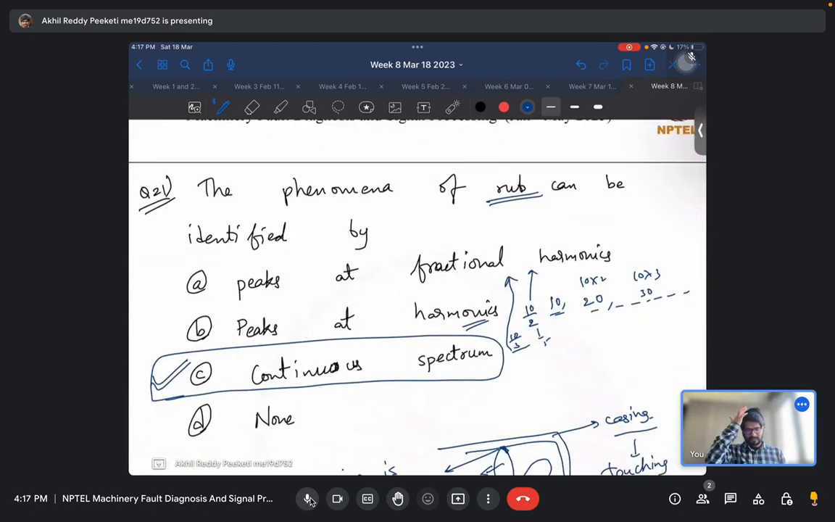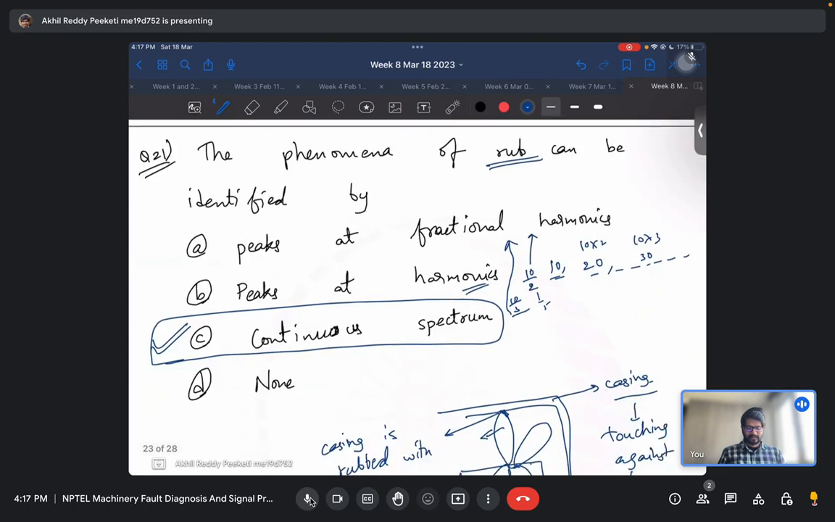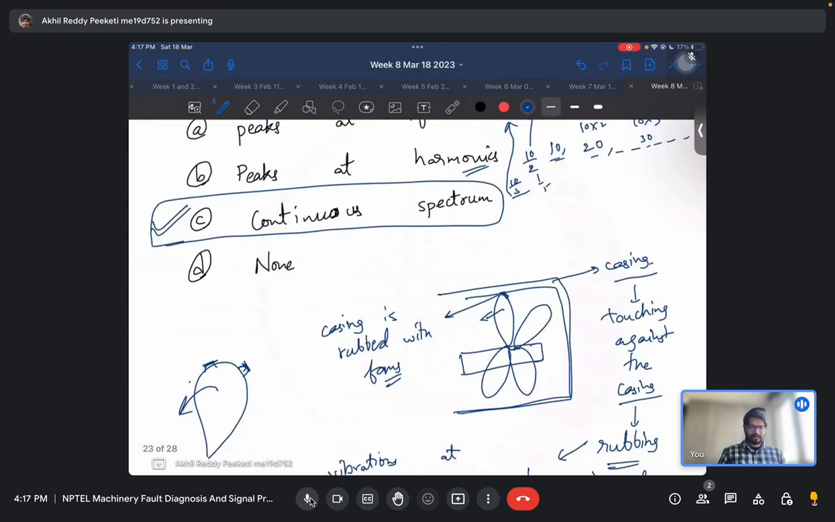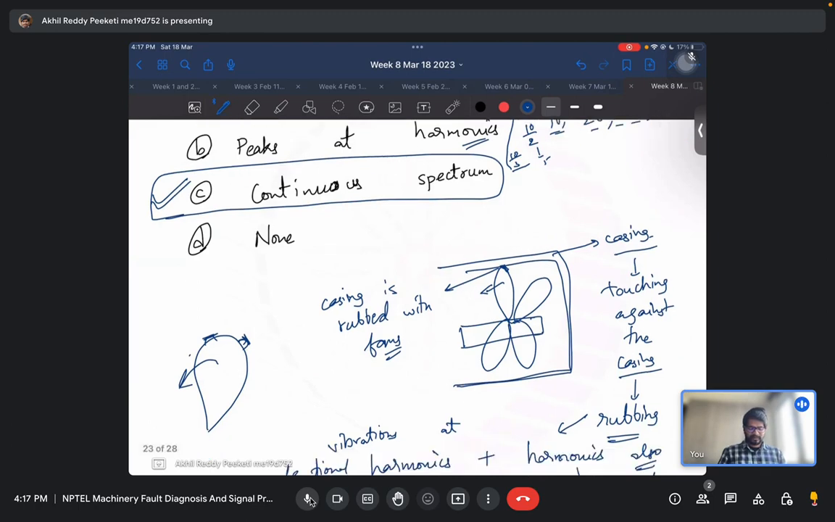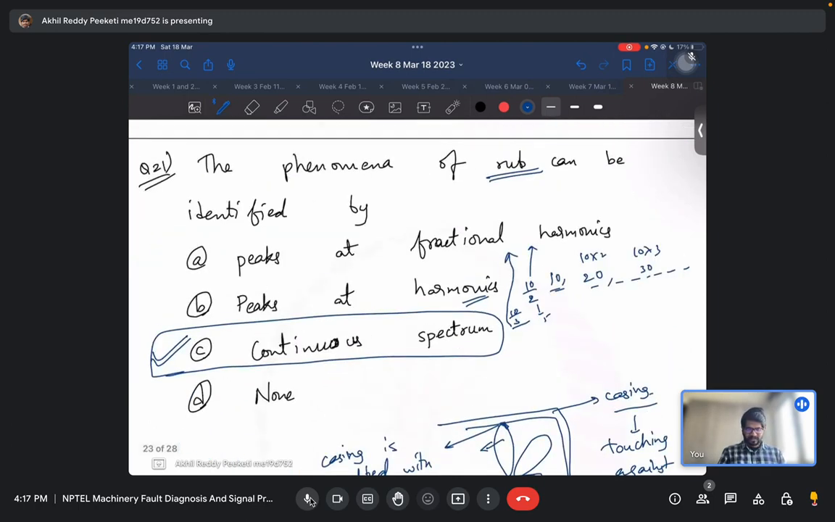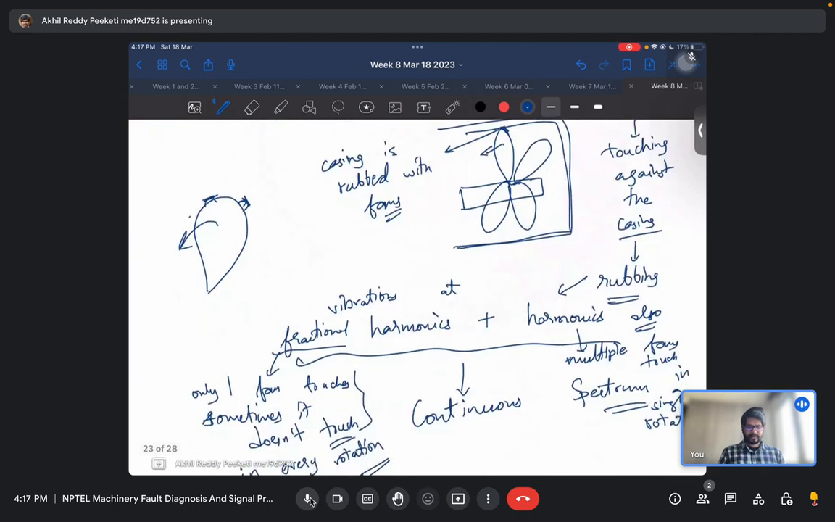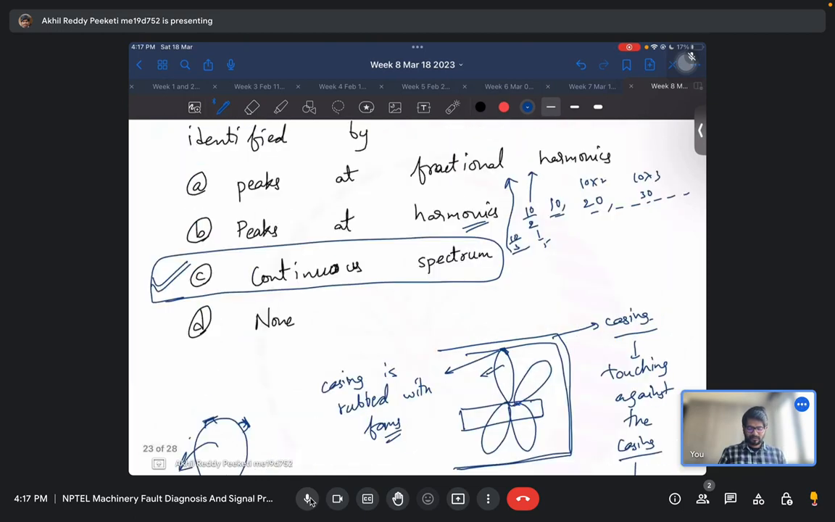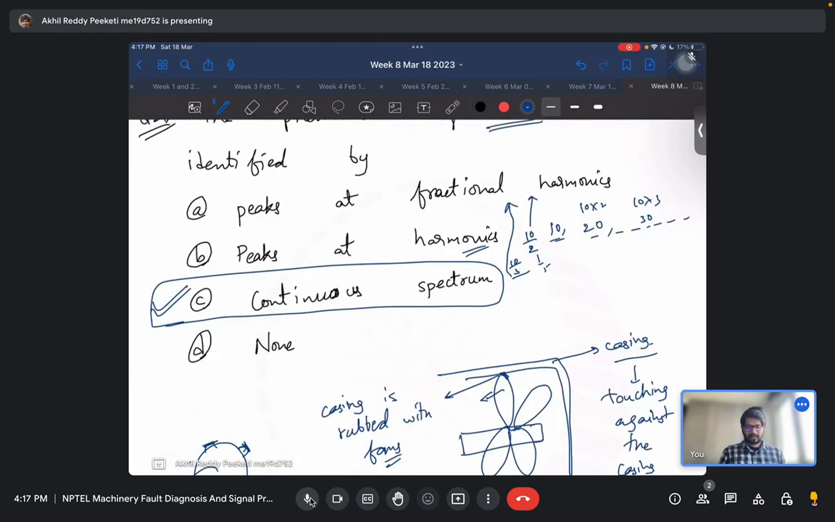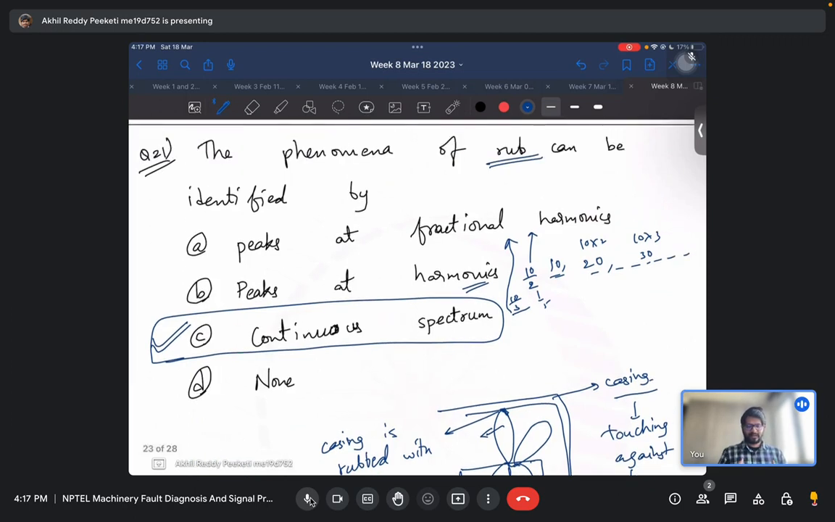Next, you have rubbing. Rubbing is when one of the rotating components is touching the casing periodically. When rubbing happens, depending on the case, you could have fractional harmonics and the harmonics also. So at the end, you will actually see a continuous spectrum. If you are seeing a continuous spectrum in your frequency response, then the fault could be the rubbing phenomenon.